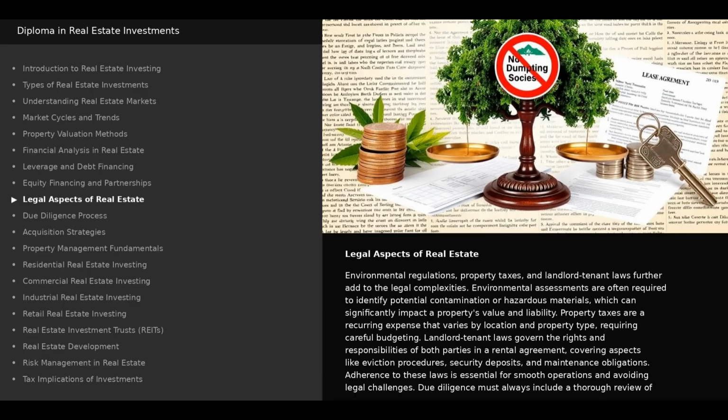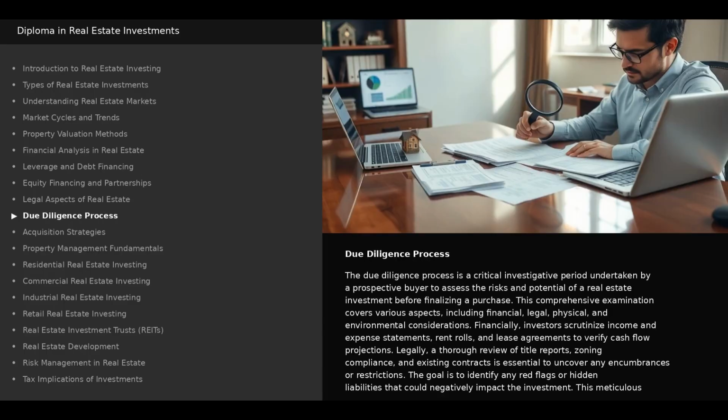Landlord-tenant laws govern the rights and responsibilities of both parties in a rental agreement, covering aspects like eviction procedures, security deposits, and maintenance obligations. Adherence to these laws is essential for smooth operations and avoiding legal challenges. Due diligence must always include a thorough review of all relevant legal documentation and potential liabilities to ensure a secure investment.